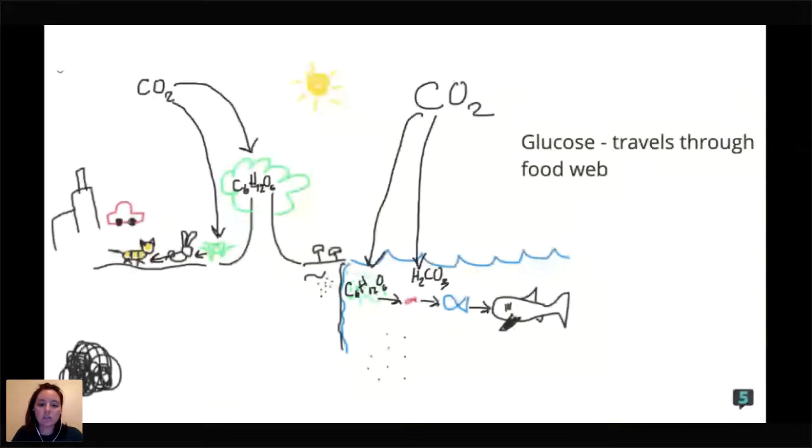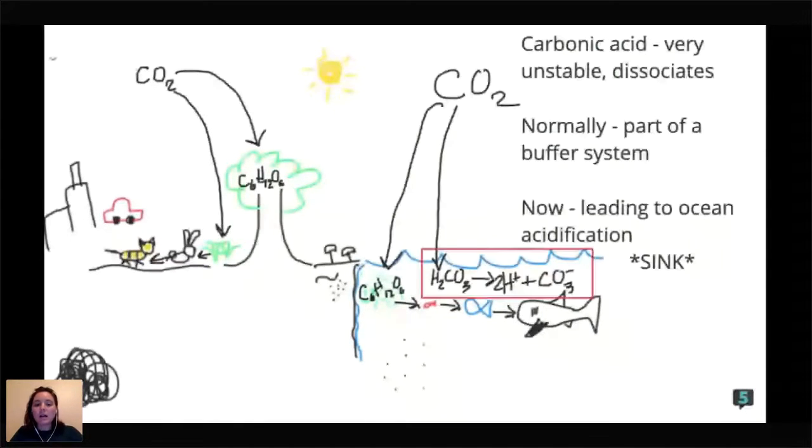And in the ocean, same thing. So it's cycling through the food web. And that carbonic acid that we talked about from the carbon dioxide just dissolving into the water, it's very unstable, and so it dissociates. And normally that's part of a buffer system in keeping the pH of the ocean relatively stable around a pH of 8. So the ocean is slightly basic.